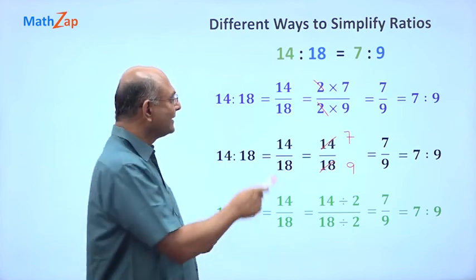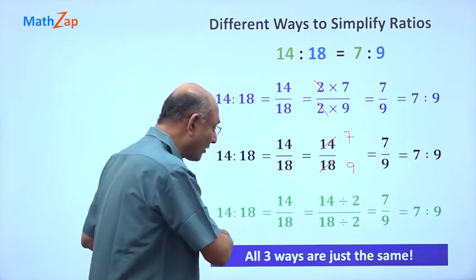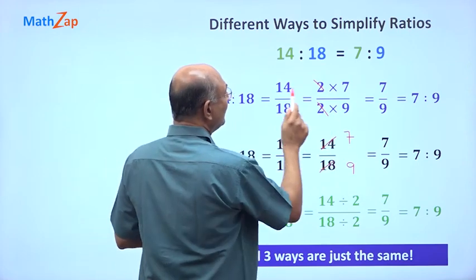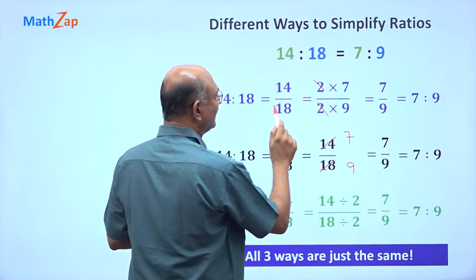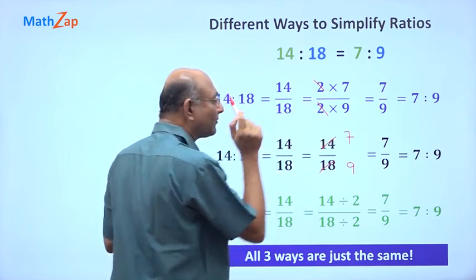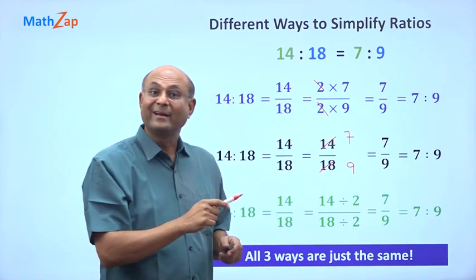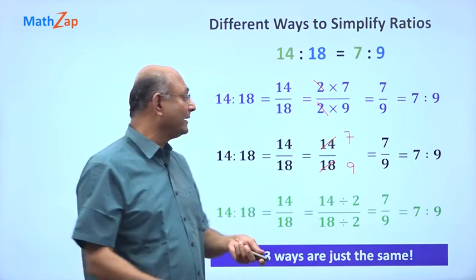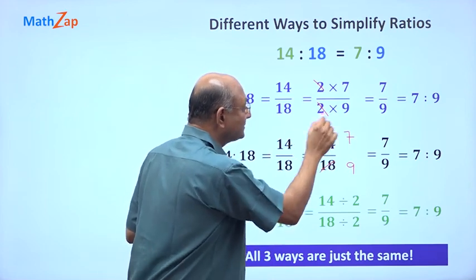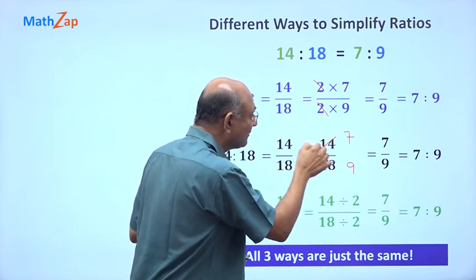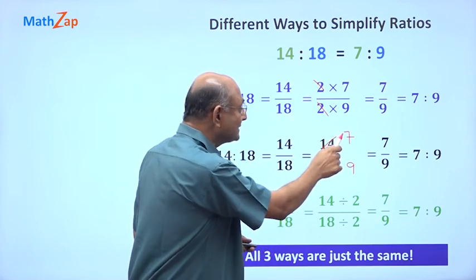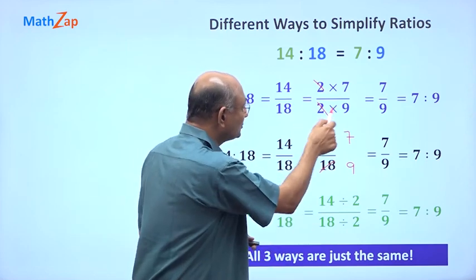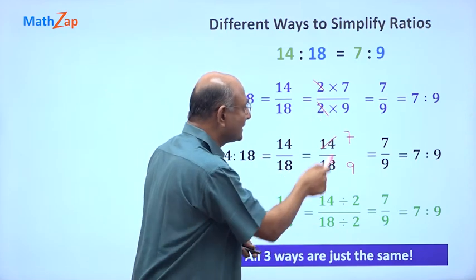But actually, it looks like there are three different approaches, but these are all the same. Let me explain. What have you done here? You have written 14 as 2 times 7, 18 as 2 times 9, and then you cut off the 2. What are you doing here? You are doing exactly the same as what you did there, except you are doing it in your mind. You are saying 14 is 2 times 7, 2 is in your mind. Instead of cutting off the 2, you are cutting off the 14. That's all. You are writing 7, but notice once I cut off the 2, what am I left with? 7. Similarly, if I cut off this 2, I am left with 9. Notice that these two are the same.